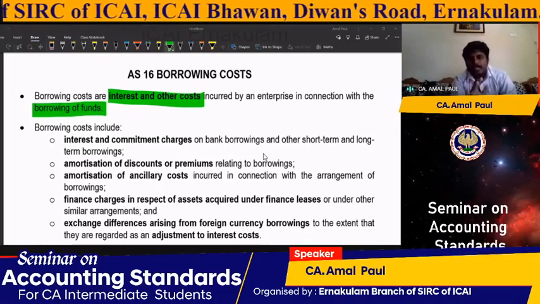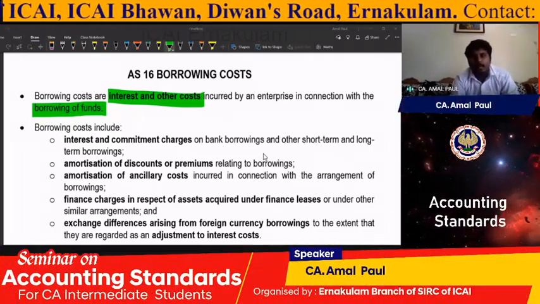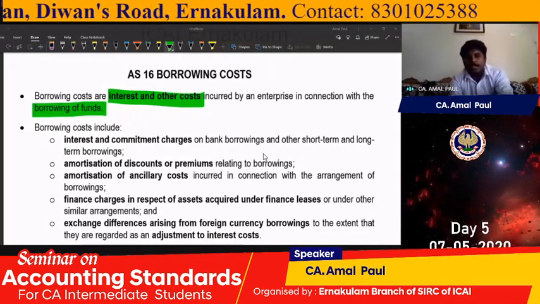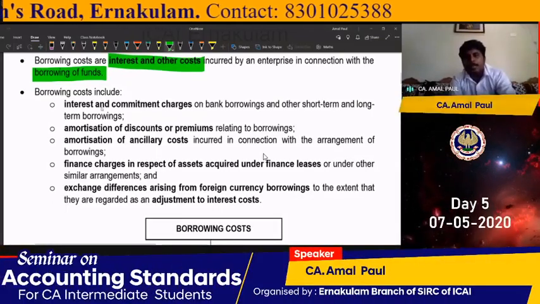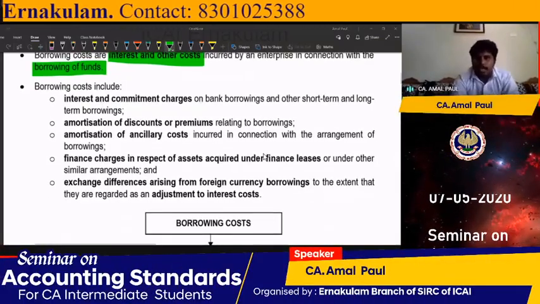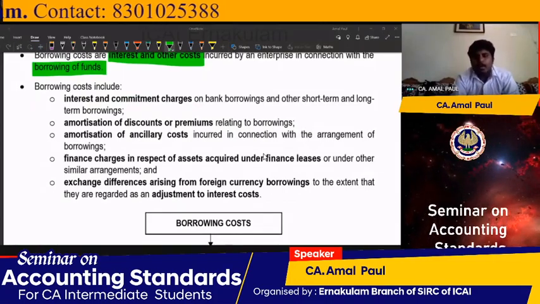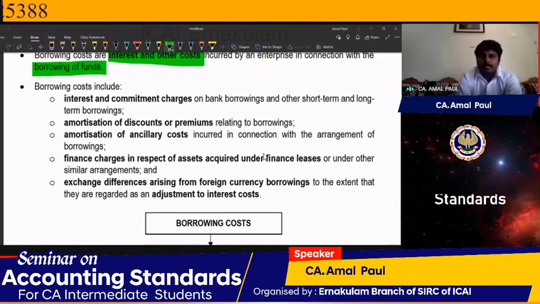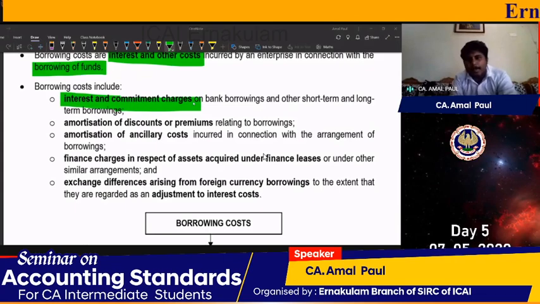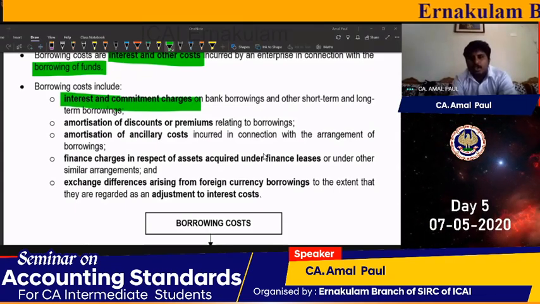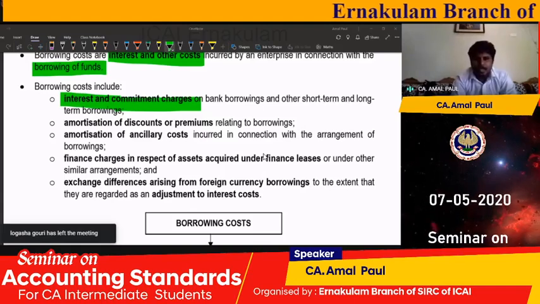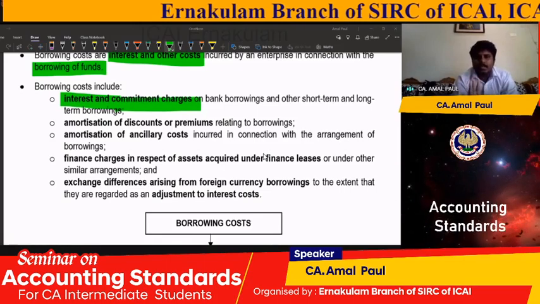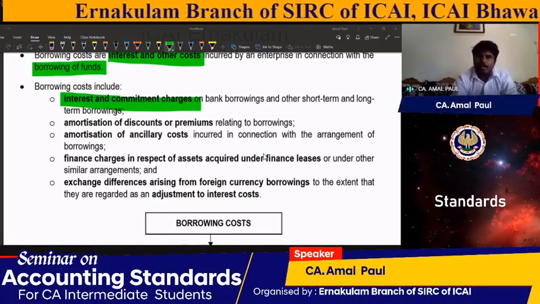So we will first identify what the components of borrowing cost are. Then we will go to the standard. If you check the components of borrowing cost, borrowing cost has 5 components. First one is your interest and commitment charges on bank borrowings and other short-term and long-term borrowings. First one is your interest cost. What you call interest is covered under borrowing cost as your first component.